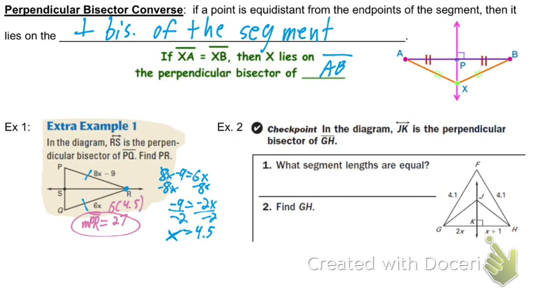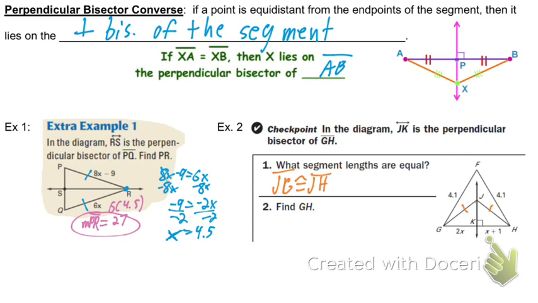All right, example 2. Checkpoint. In the diagram, line JK is the perpendicular bisector of segment GH. What segment lengths are equal? Who can raise your hand and tell me 2 segment lengths that are equal in this example? Okay, Aiden. JG and JH would have equal measure, so JG is going to be congruent to JH because if it's on the perpendicular bisector, J is going to be equidistant from those 2 endpoints.